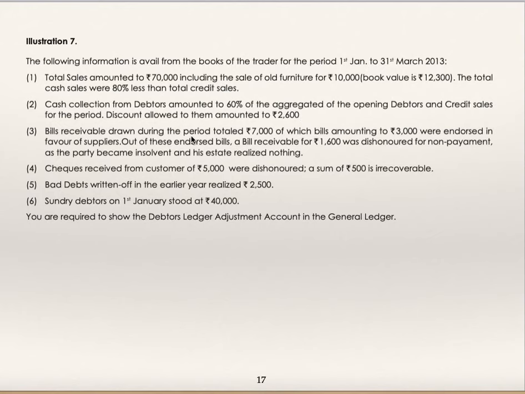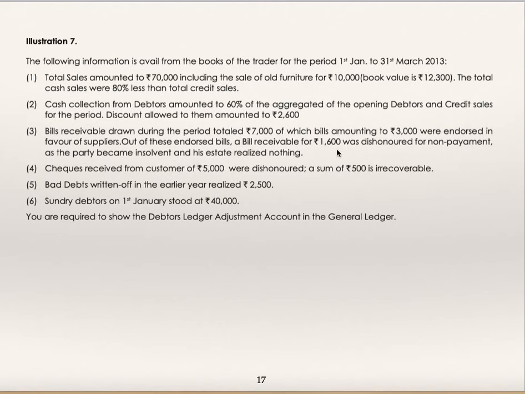Bills receivable drawn during the period totaled 7,000, of which bills amounting to 3,000 were endorsed in favor of suppliers. Bills receivable drawn 7,000, this entry you have to pass. BR to debtors. Endorsement in favor of suppliers: creditors to BR. This is not to be shown in debtors account. Out of endorsed bills, bills receivable 1,600 was dishonored for non-payment as the party became insolvent and his estate realized nothing. This is to be shown in debtors account.